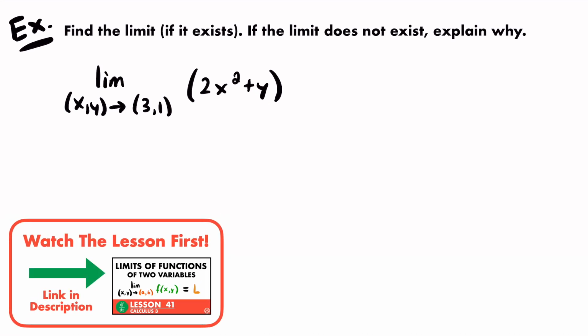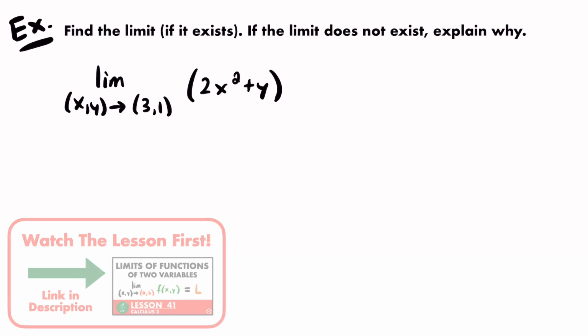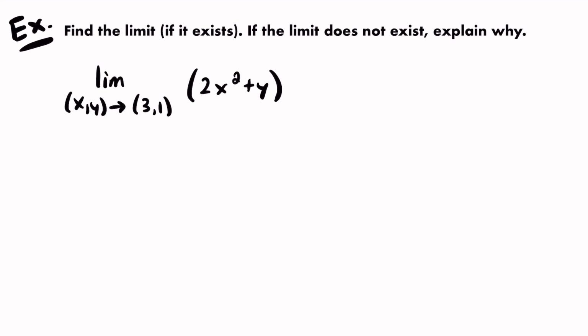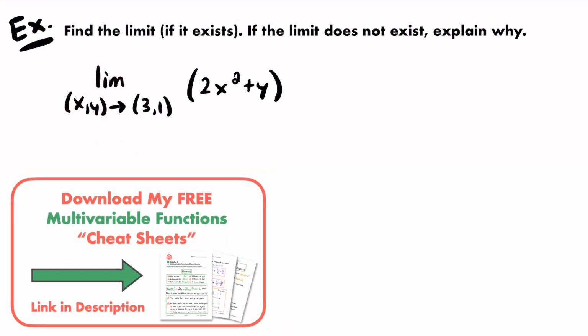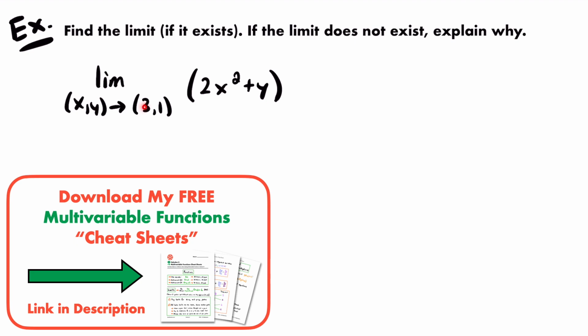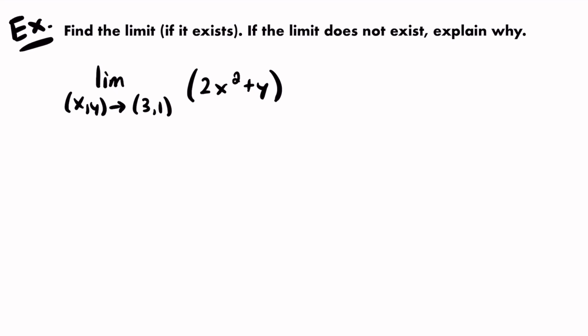All right, so for any limit that you want to find, the first thing that you should try doing is plugging in the values that you are approaching. In this case, we're looking at the limit as (x, y) approaches (3, 1), or as x approaches 3 and y approaches 1. So what we can do is try plugging in 3 for x in this function and 1 for y in this function. And if we get a real result, then the limit exists. It will be equal to the value that we get.